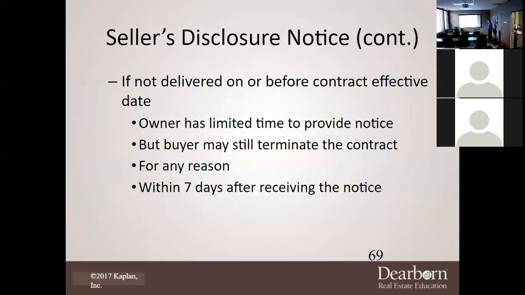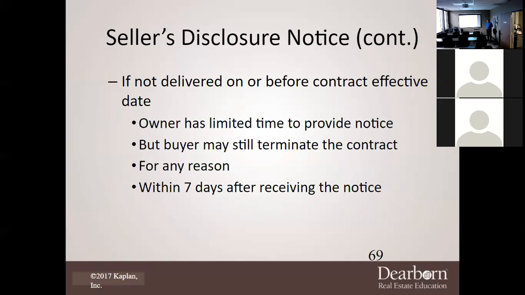Again, if not delivered on or before the contract effective date, guess what happens? The owner has limited time to provide the notice. So if you already have a client that you say, Aiden, get this to me, you talked to him Monday, you said, I need it by Friday. And Aiden's like, okay, I'll get it to you. And he doesn't get it to you Friday. And then you call him Saturday, I'll get it to you Sunday. Sunday, you don't have it.